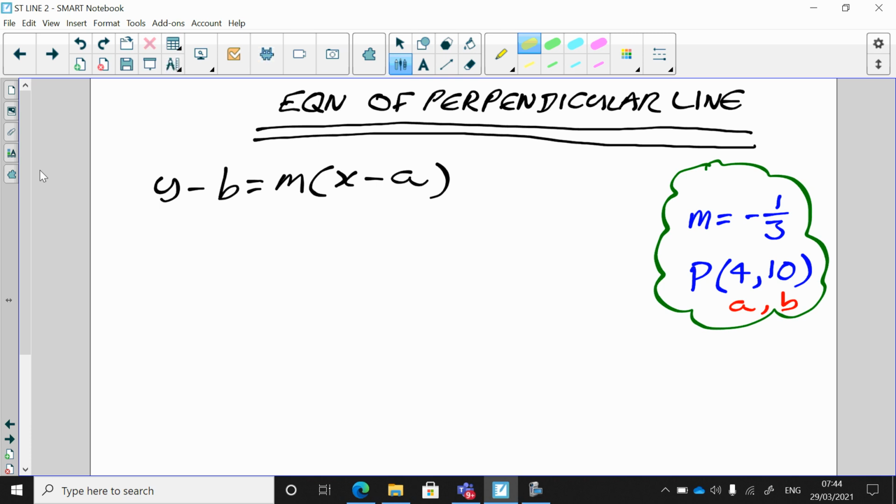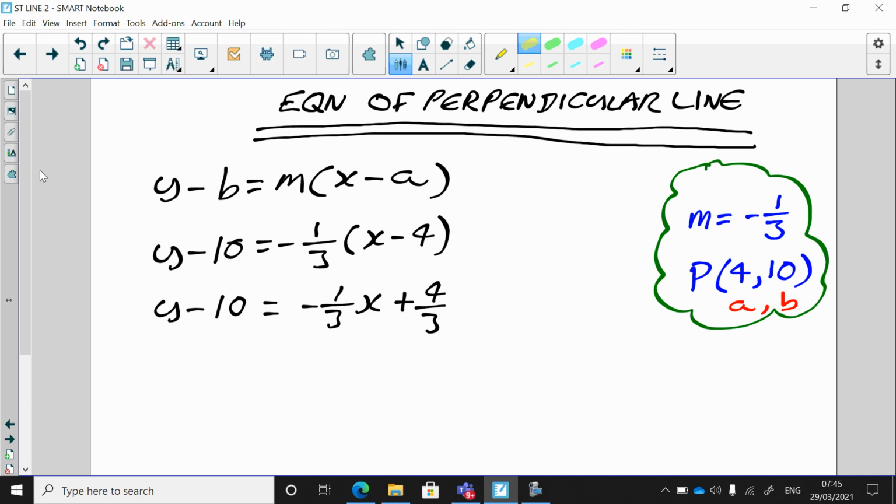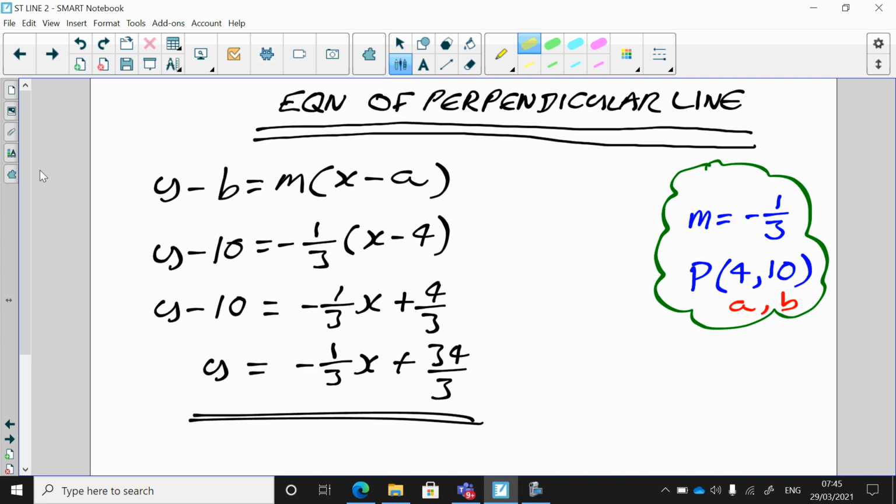So that's the format: y take away b equals m times x take away a in the bracket there. Got that information on the right hand side. Let's put them in there, and a little bit of tidying up here. I've used the negative third to multiply out the bracket on the right hand side, and it depends on the format you want. If you want it in the format y equals mx plus c, then that's fine.